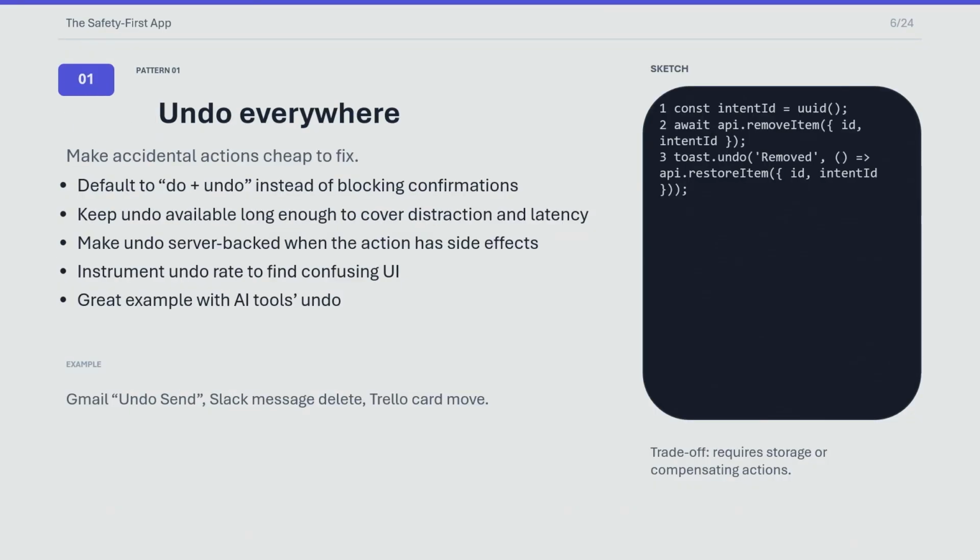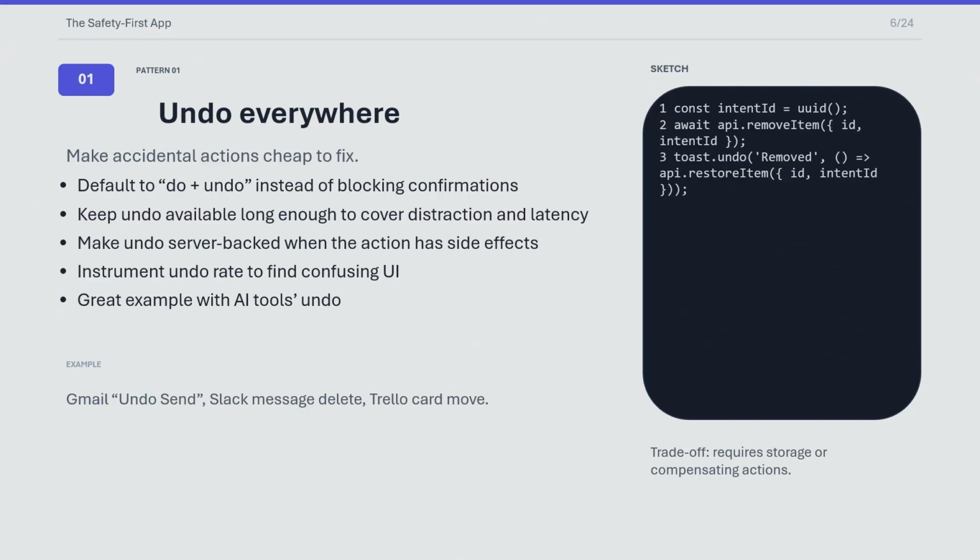Number one, undo everywhere. We need to make accidental actions cheap to fix. So default to undo instead of blocking confirmations, ensuring that we can undo actions we have originally put forward. We can't always assume, as I mentioned before, that users will get things right the first time around. We need to assume there's always the potential of users not getting it right the first time and needing to undo and edit it with something else.